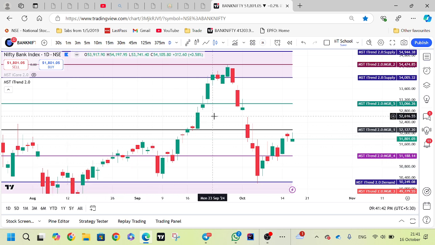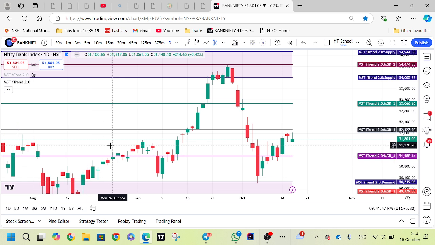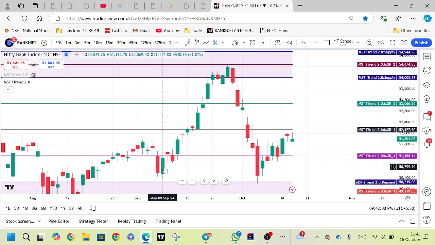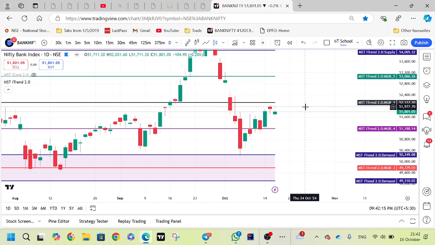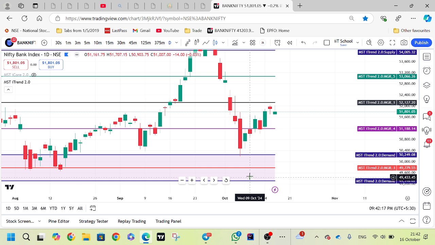From August, when it reached September, within a month we got 4,000 points profit in Bank Nifty. Again, from September 10, we informed you on that day that the market has to reach 54,000 and from there it will fall. Exactly, it has reached 54,000 and the midpoint, and from there the market has fallen from 54,467 to our buy zone, that is 50,249.